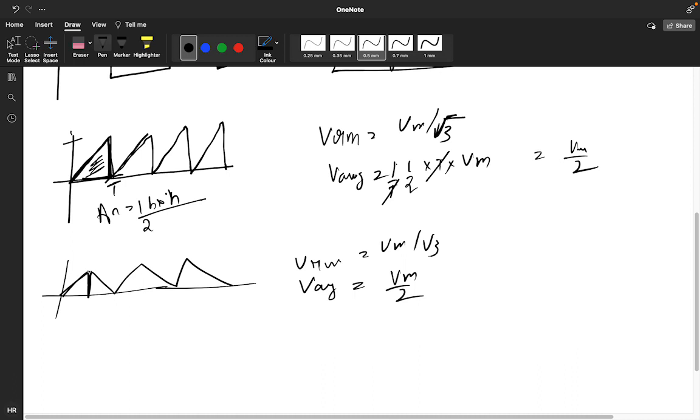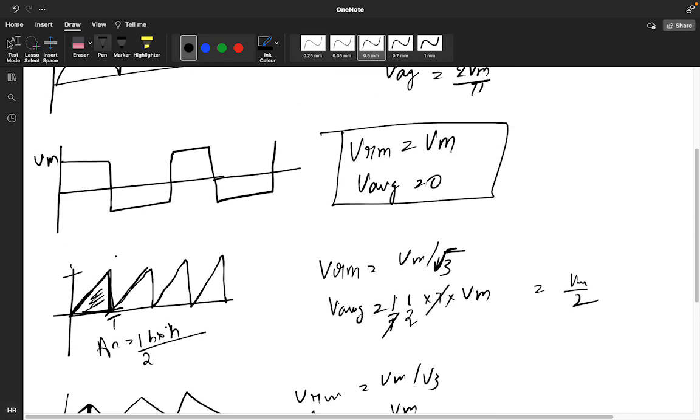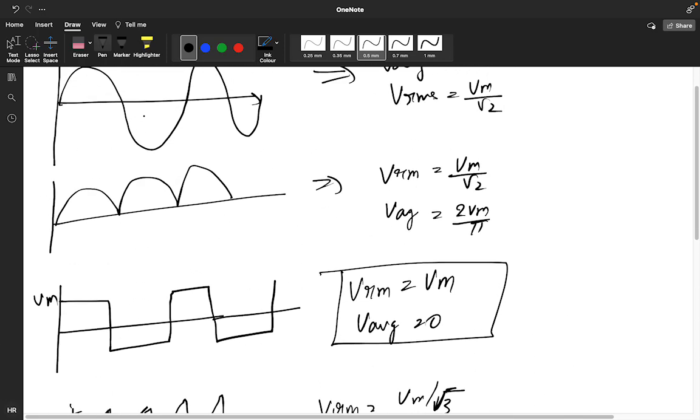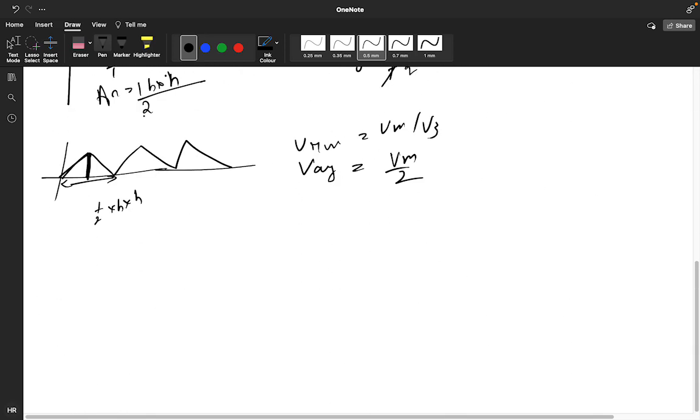Divide the signal like this. What is the area in this signal? Half into base into height. Now if you understood this concept, you can solve any kind of signal. If you remember this triangular concept, square wave concept, and sine wave concept, you can solve any signal.